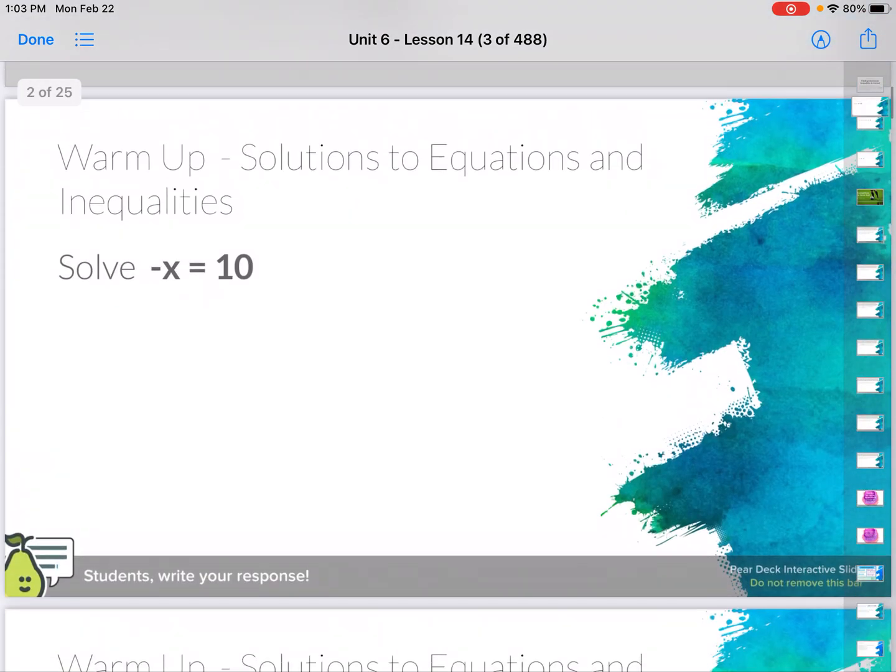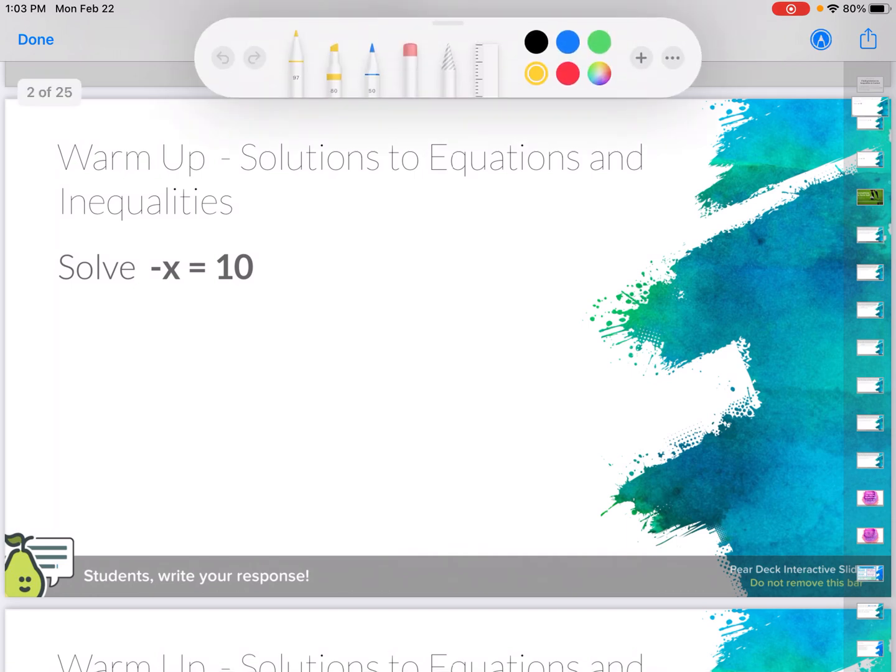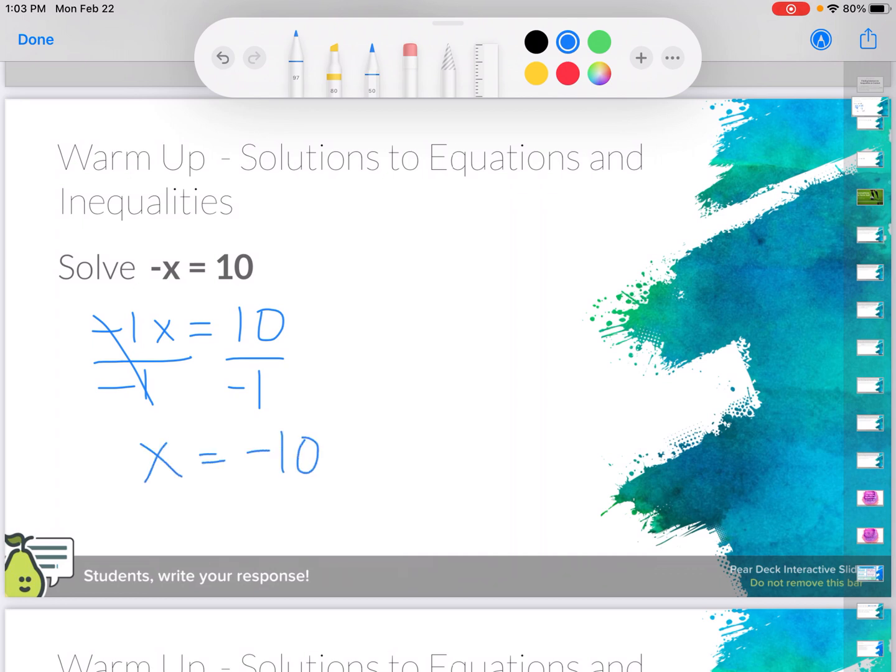So the warm-up is solutions and equations. They want us to solve negative x equals 10. I'm going to turn on my drawing tools. If you remember from when we talked about this before, negative x means negative 1x equals 10. So I would divide by negative 1 on each side. Negative 1 divided by negative 1 is x. 10 divided by negative 1 is negative 10.